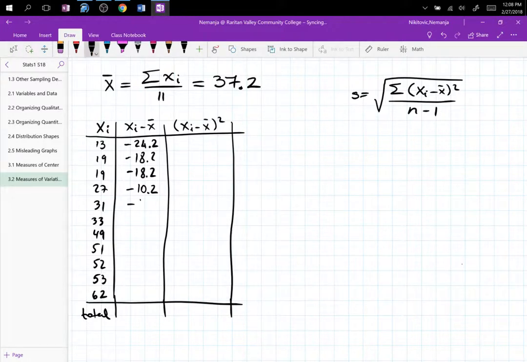Negative 6.2, negative 4. And then we are going into 49 minus this, so now that's going to be 11.8. So that's positive, right? 11.8. And then 13.8, 14.8, 15.8, and 24.8.